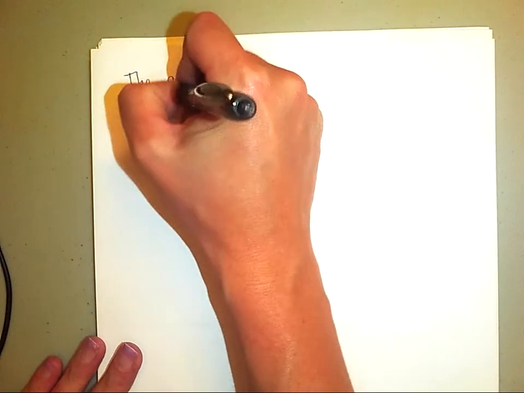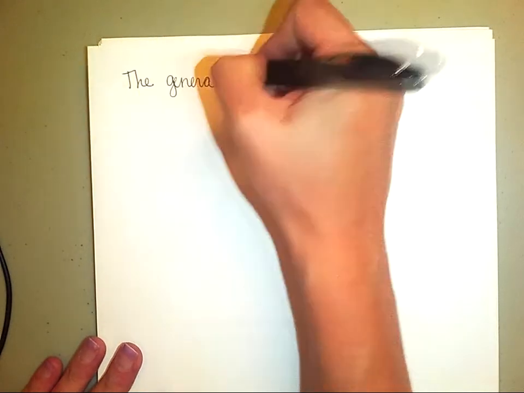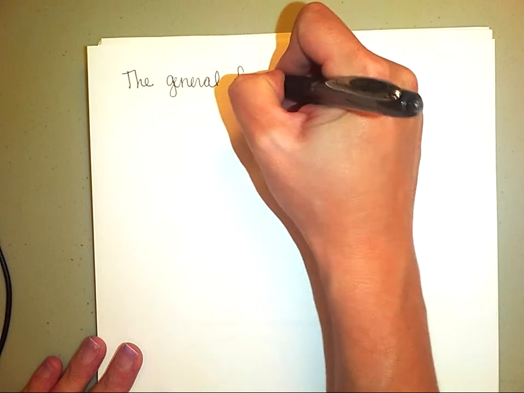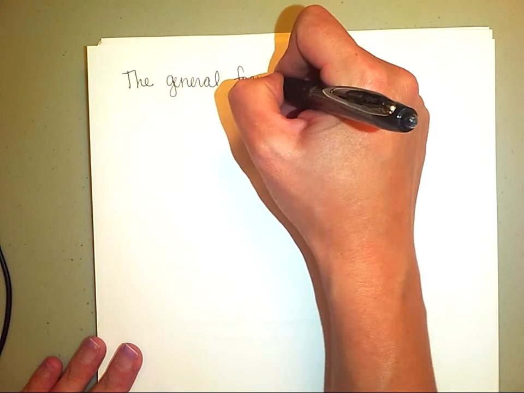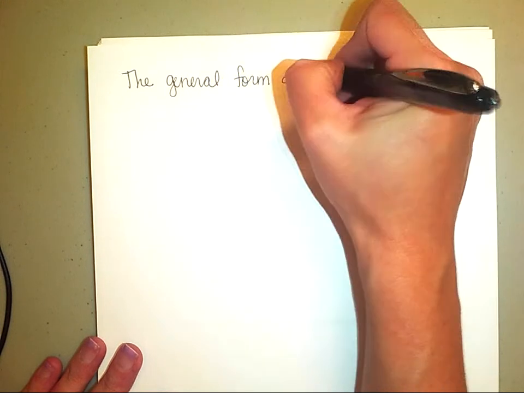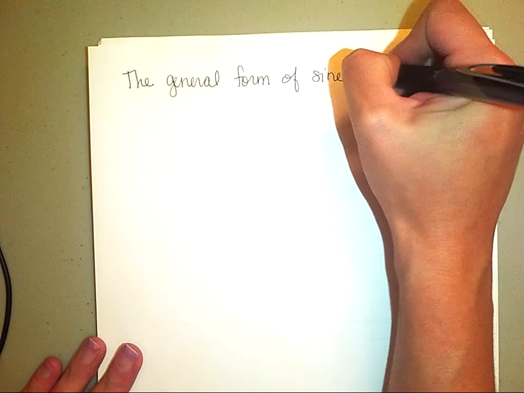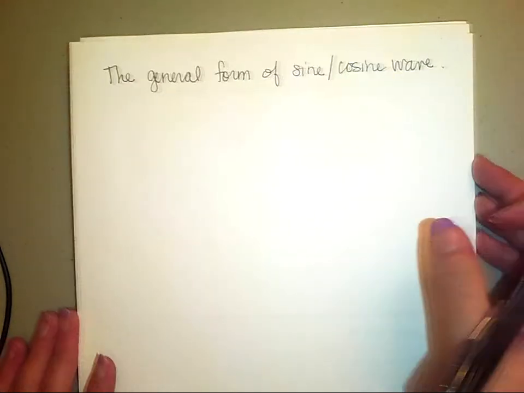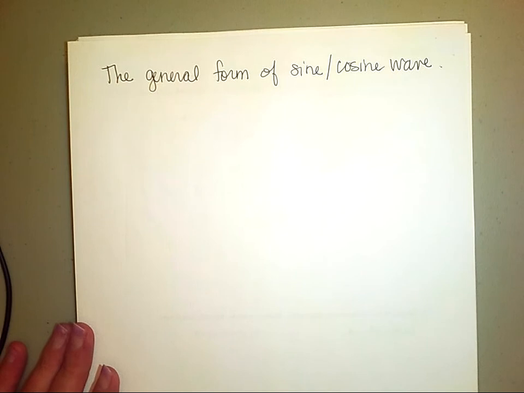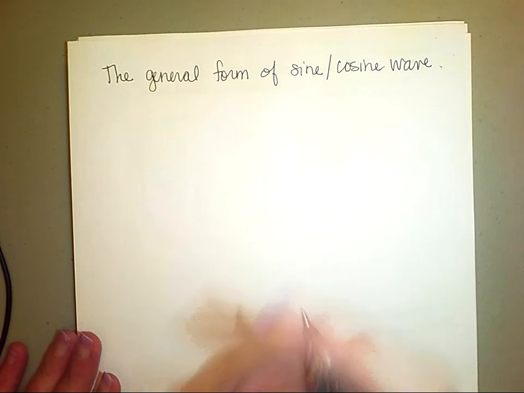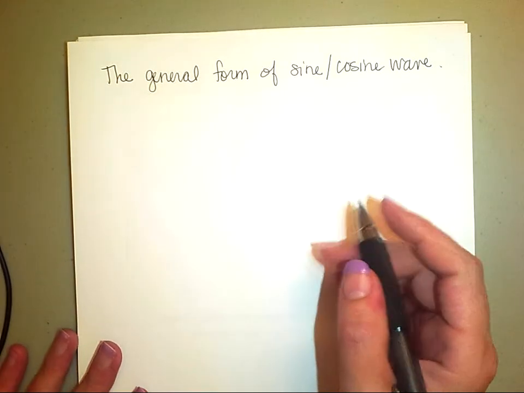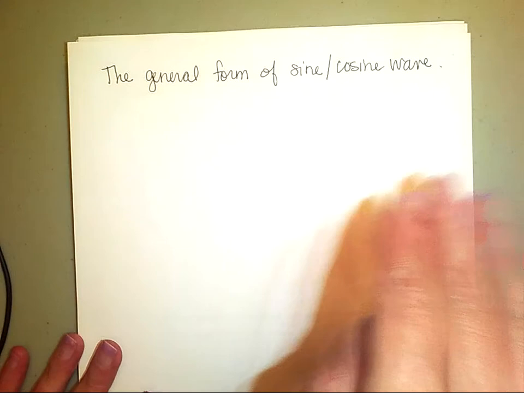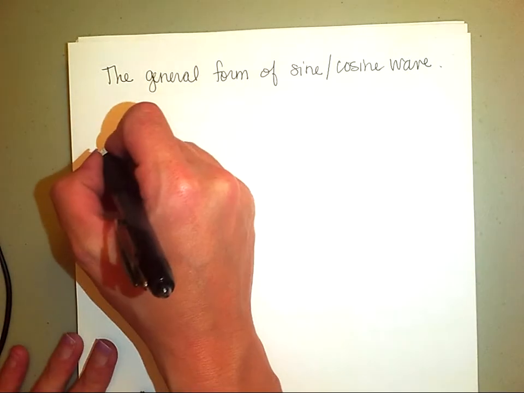So the general form of the sine wave. It also works for the cosine wave. Okay, these are cyclic functions, cyclic meaning a cycle, or periodic meaning you have a period. They're also known as oscillations because they go back and forth and back and forth.